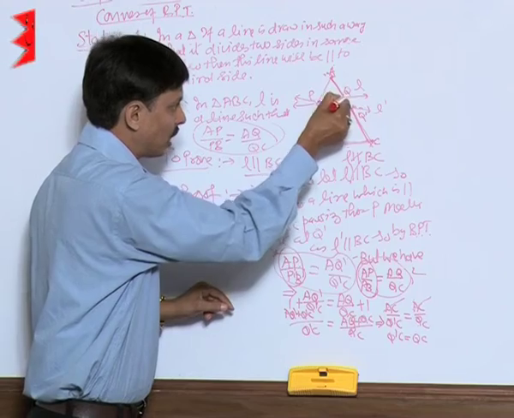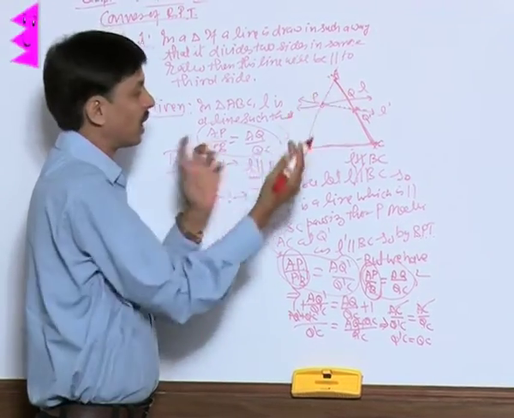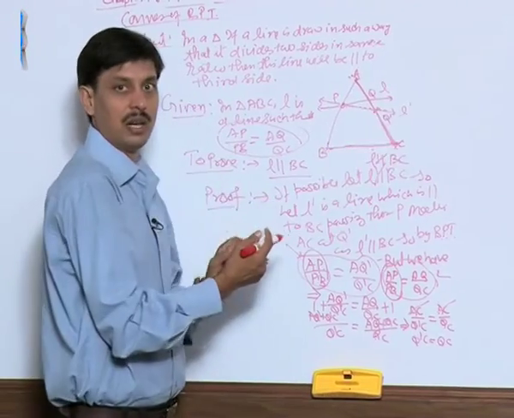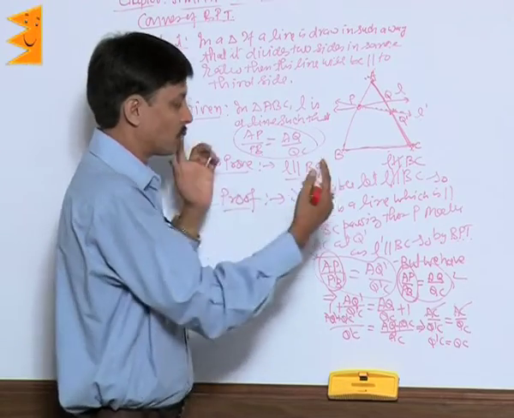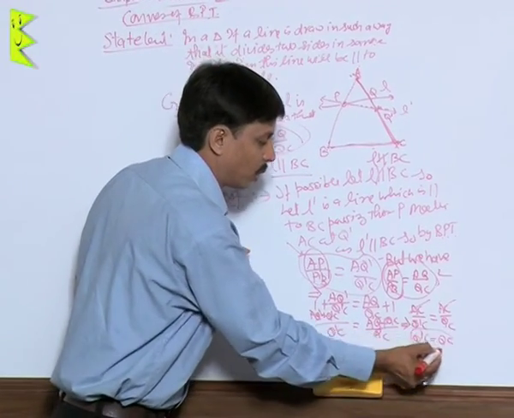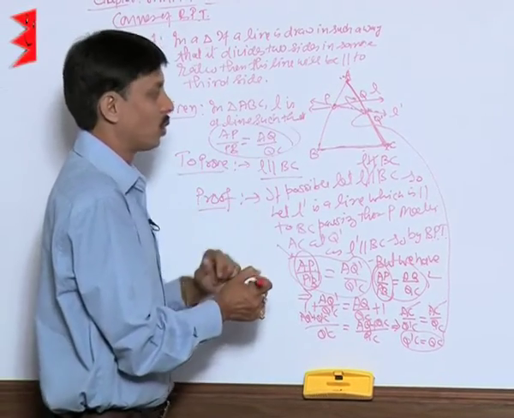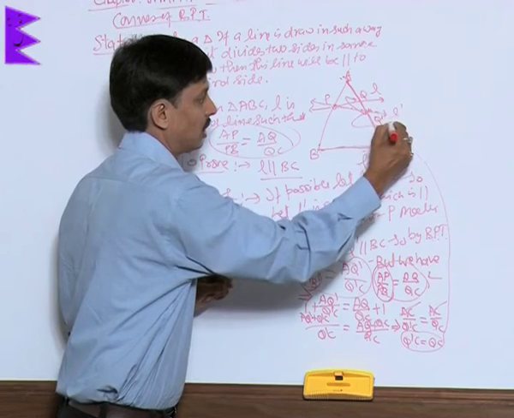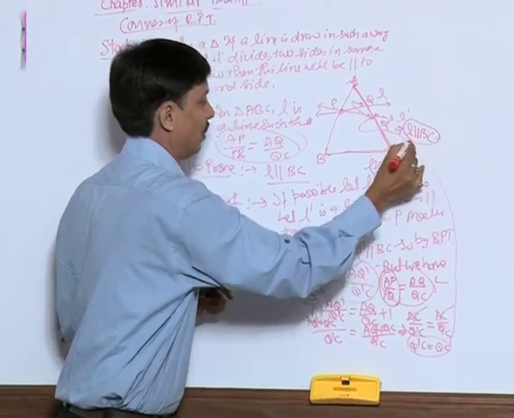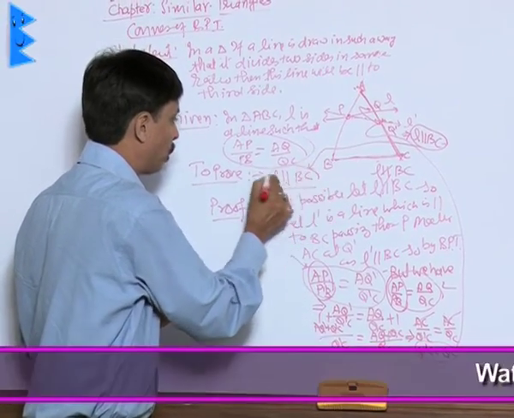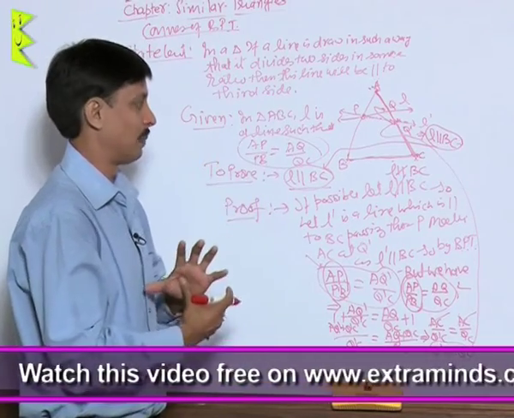Q dash C equal to QC is only possible when Q dash coincides with Q. So what I assumed, that L dash is parallel, is wrong. That's why I initially told you it is a contradiction method. This can be true only when the point Q dash coincides with Q. So what conclusion comes? This implies that L is parallel to BC, which is our required aim to prove in the converse of the Thales theorem, BPT, or basic proportionality theorem.